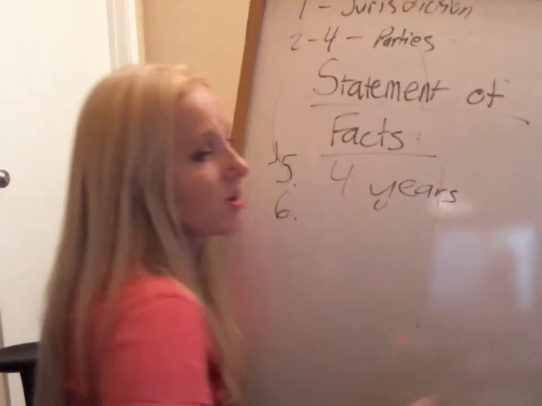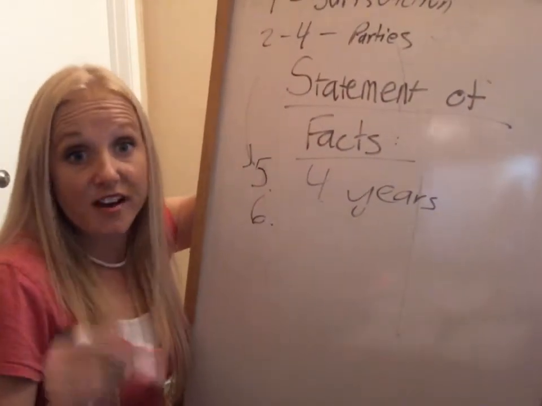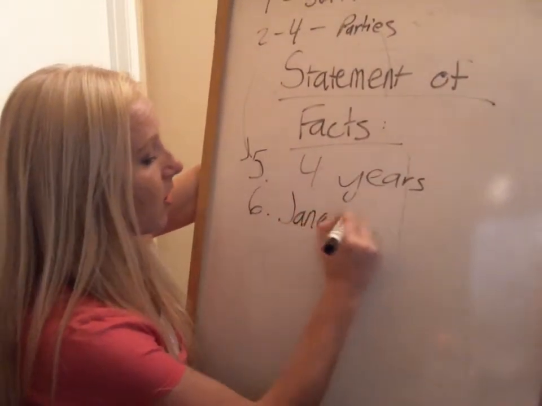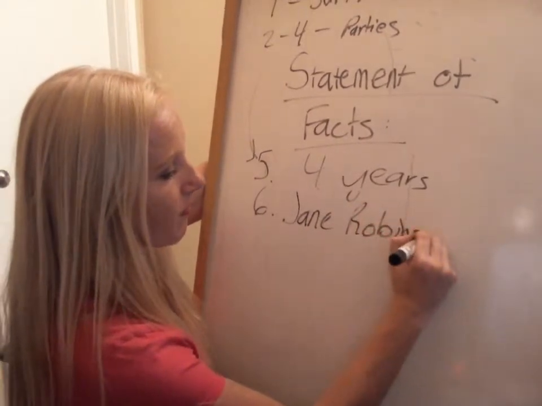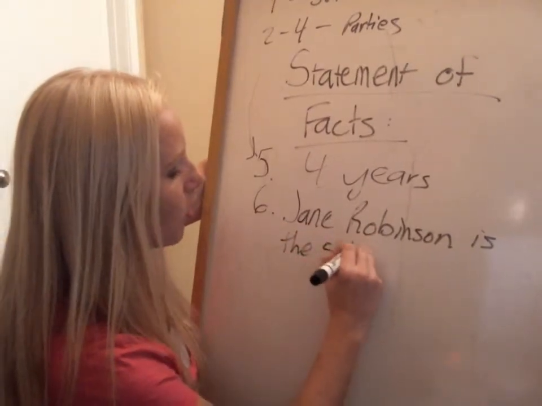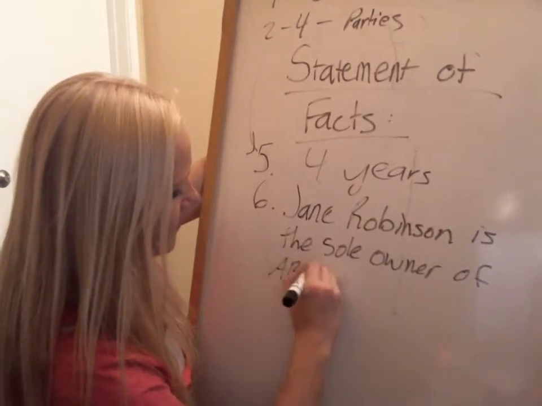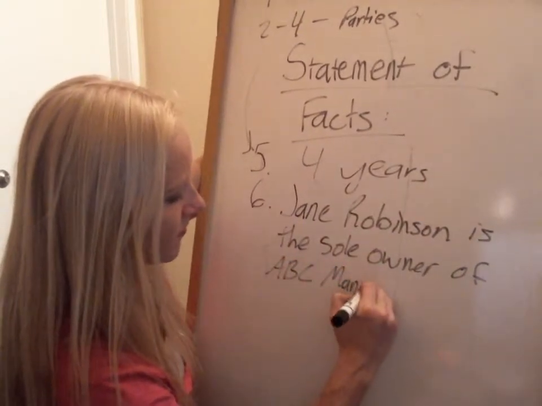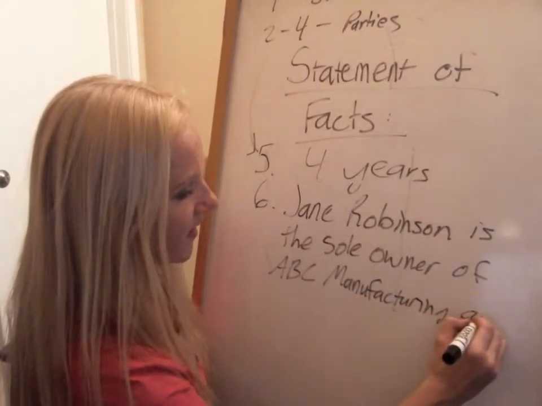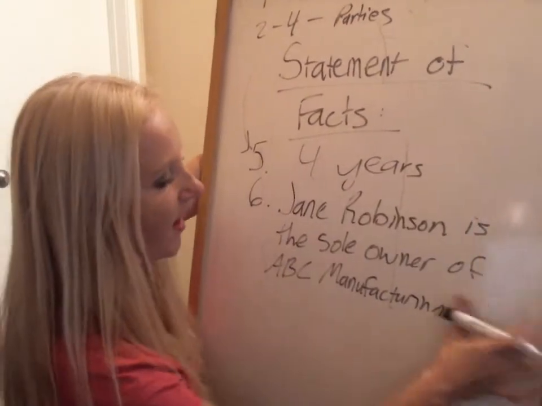The facts of Bradley Smart continue. "Over the last year, I've been reporting to Jane Robinson." Now, this is a fact I'm going to write out because this is a fact that's not in there. Jane Robinson is the sole owner of ABC Manufacturing. Okay, so I would leave that actually as a separate fact.